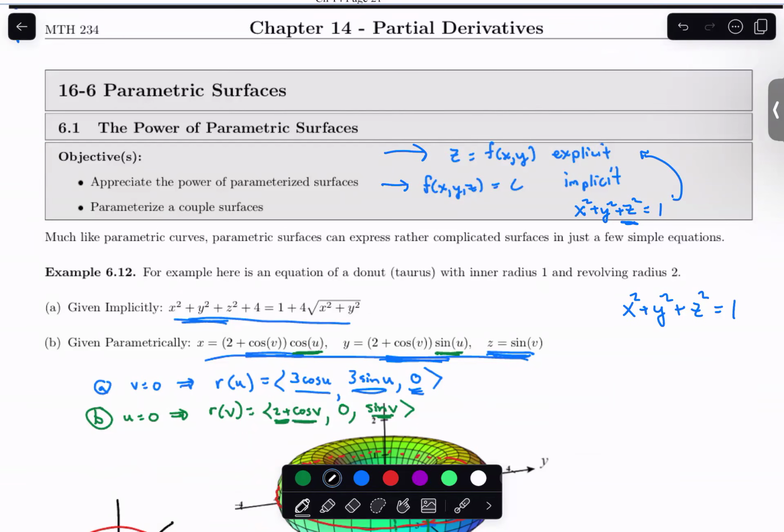Excellent. Well, today we're taking a bit of a pit stop out of chapter 14 and moving over into chapter 16 for a minute. And I want to talk about parametric surfaces. So a lot of chapter 14, we've been dealing with situations where we have explicit surfaces. So explicit surfaces are cases where you have z equals some function of x's and y's. And those are nice and everything.